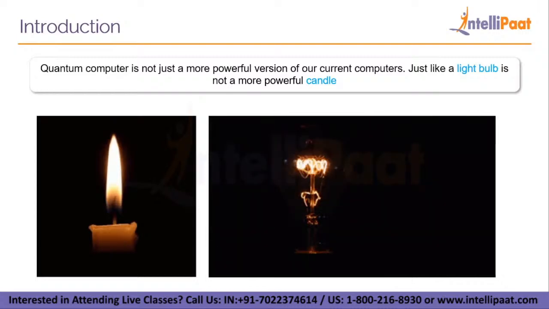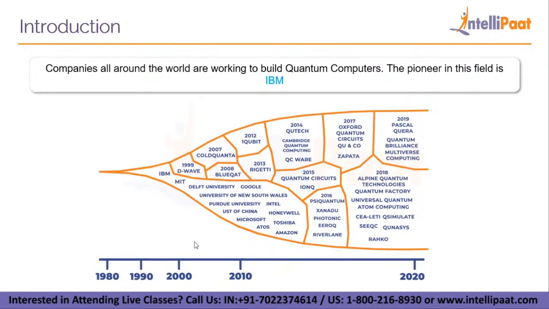our lives. Companies all around the world are working to build quantum computers. The pioneer in this field is IBM, or International Business Machines. Some of the other players include MIT, Google, Microsoft, and Amazon. The diagram below shows the timeline of the companies that are involved in building a quantum computer.